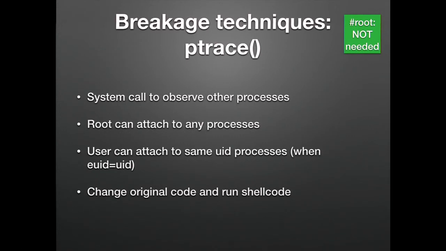The reason why we have this in Unix systems is that you can debug and observe other processes with this system call. You can get the registers of the process, you can set the registers of the process, or you can just modify data in the process space. You can even change the original code and run your shell code, basically.